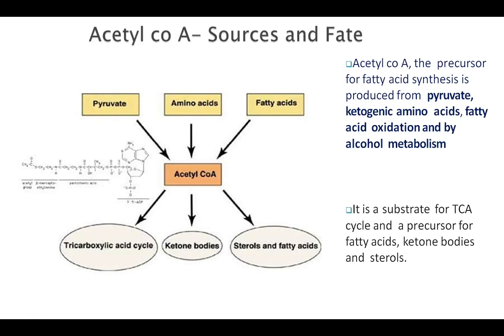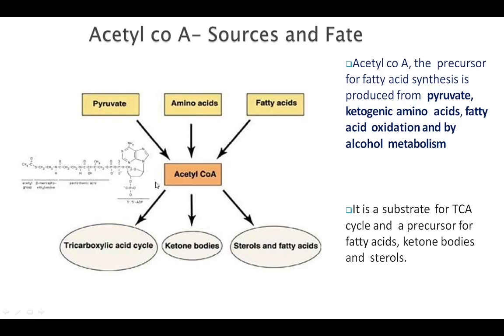So once fatty acid breaks down, it will form acetyl coenzyme A. And this acetyl coenzyme A can be utilized in various ways. What we are discussing here is acetyl coenzyme A forming fatty acid. It can form steroids also, it can form ketone bodies also. Ketone bodies we will read in lipid chapter only.